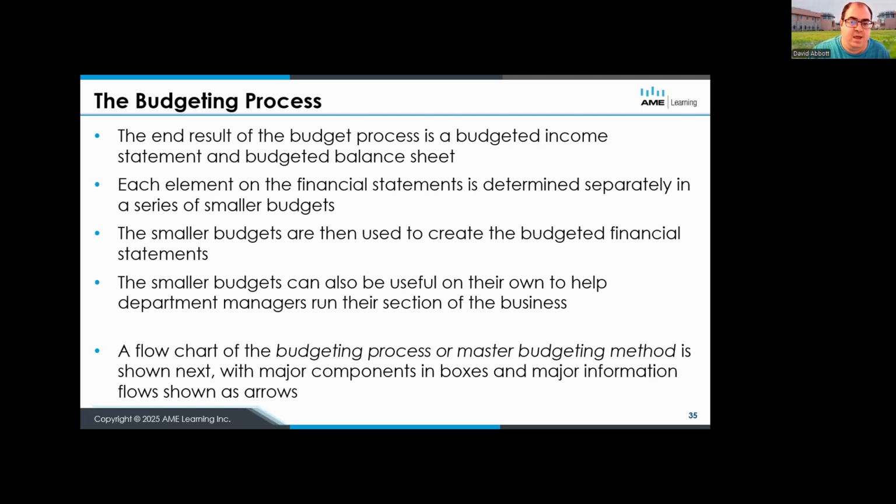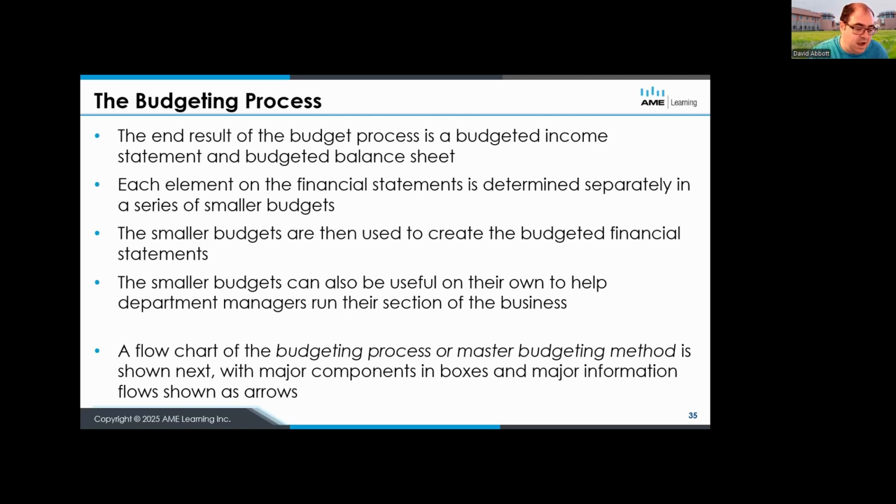Now, each element of the financial statements is going to be determined separately in a series of smaller budgets. So you're going to create different budgets that build up to this. The smaller budgets are used to create the budgeted financial statements. The smaller budgets can also be useful on their own to help department managers run their section of the business. And so a flow chart of the budgeting process, or master budgeting method, is going to be shown next.